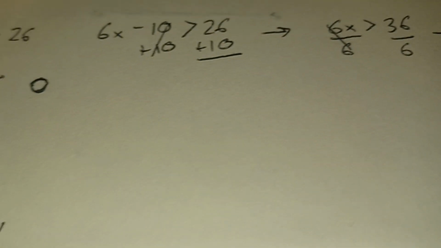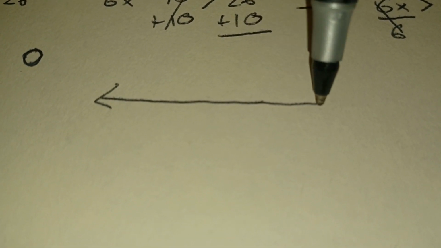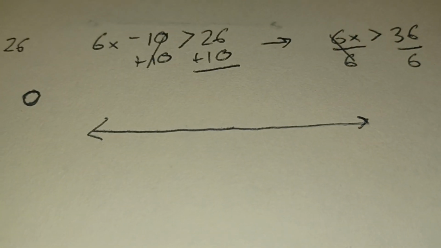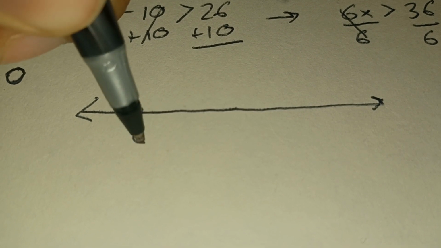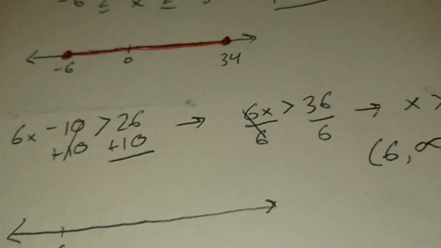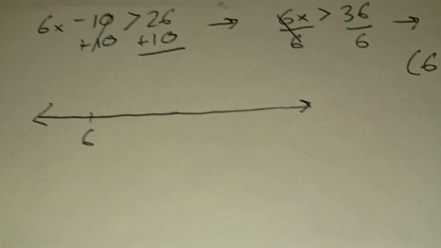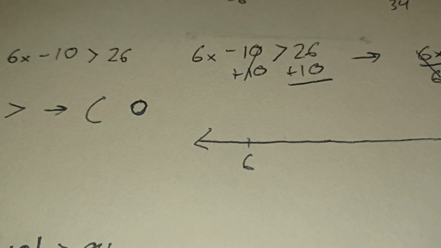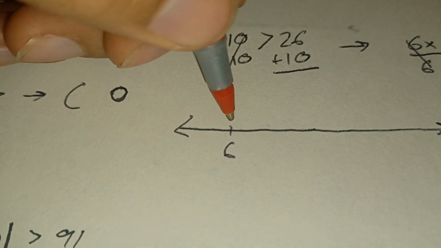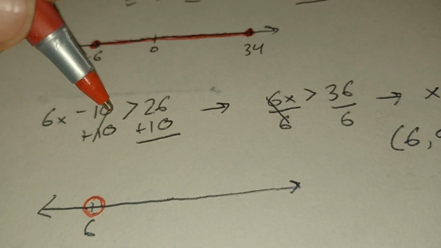So in order to graph this, we draw our line. Let's just plot 6 right here. We see that x is greater than 6. So again, we're going to use an open circle because it does not have the equal sign at the bottom. So open circle on 6. x is greater than 6.